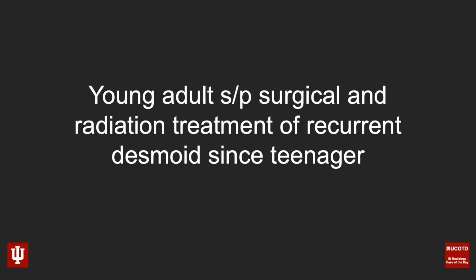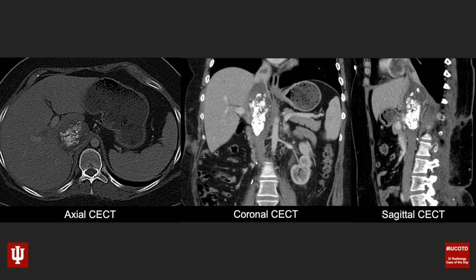Here, we have a 25-year-old patient with a long history of radiation treatment and resections of a recurrent right flank desmoid tumor since the age of 13. Here are the images. We have a contrast-enhanced CT in the axial, coronal, and sagittal planes. Go on and have a look.